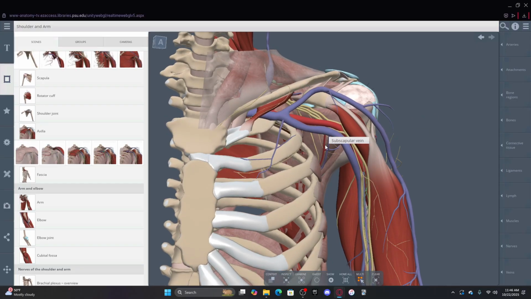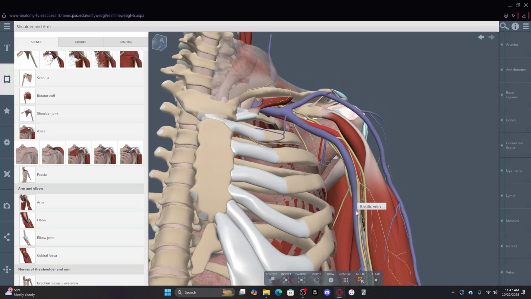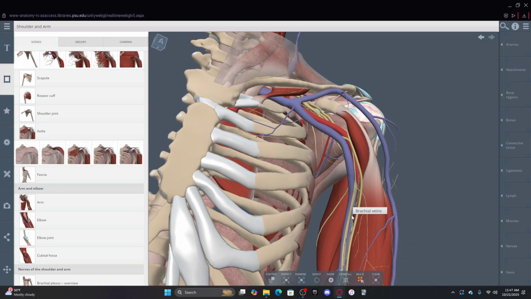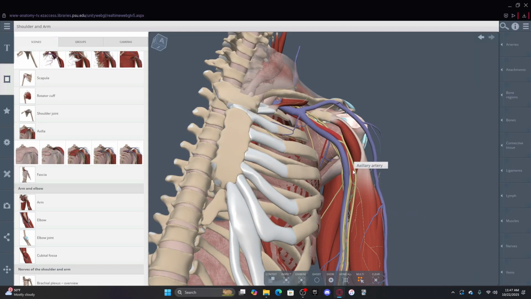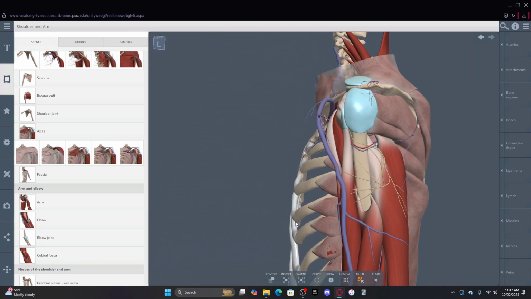So we go from subclavian vein, subclavian artery, right? Because it's under the clavicle, so subclavian. And then we move on to our axillary vein and artery. And then once we're in the arm, we move to our brachial, right? Brachial artery and vein. So this is still our axillary.